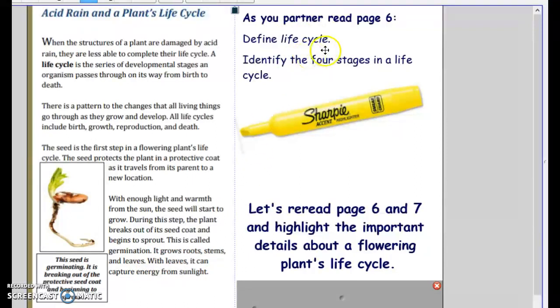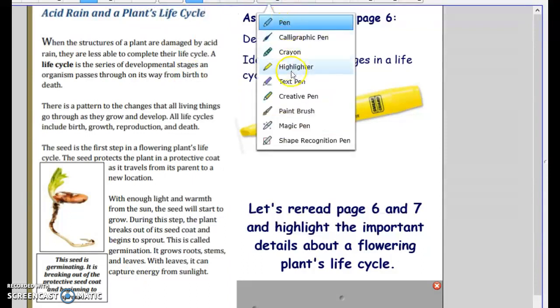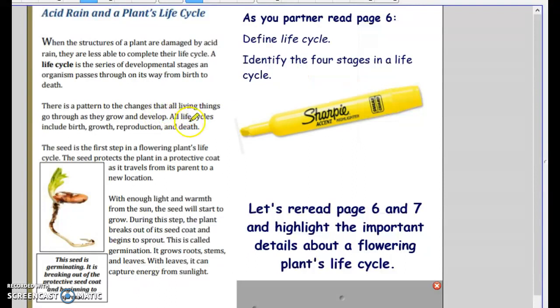So you're going to think about what a life cycle is, and then you're going to think about what the 4 stages are in a life cycle. So read carefully over here to find those. Why don't we go ahead and highlight them in. So life cycles, all life cycles include birth, growth, reproduction, death.